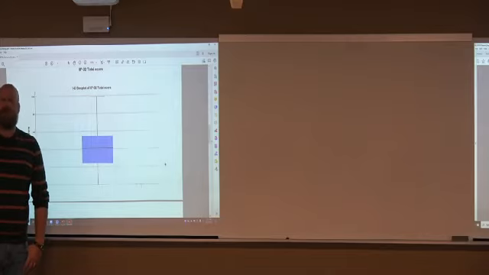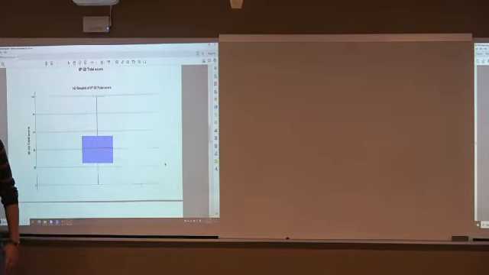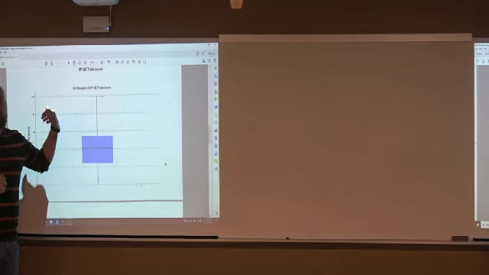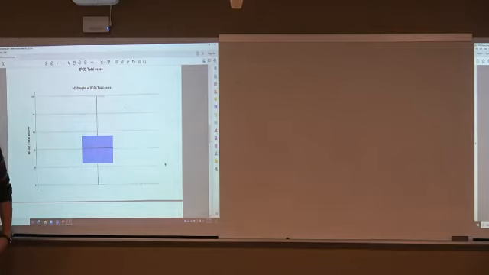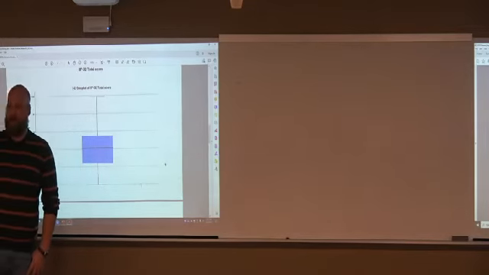The different programs do it a little bit differently. SPSS will have open dots for things that fall outside 1.5 times the interquartile range. If things go beyond 3 times the interquartile range, they'll turn into asterisks. Stata won't do that. So you just have to be aware of how those are put together.